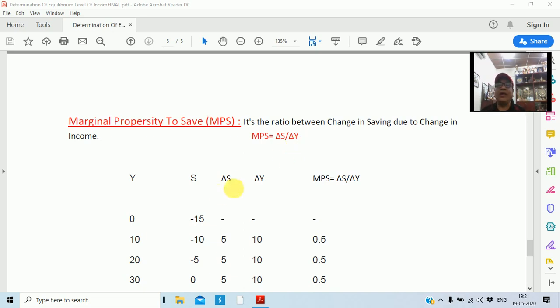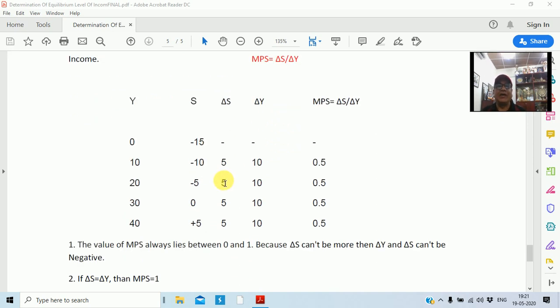So how do we calculate MPS? Change in saving due to change in income, delta S by delta Y. Let us look into this schedule. This is the previous schedule. Here first we'll calculate change in saving. From minus 15 to minus 10, 5. Minus 10 to minus 5, 5. Minus 5 to 0, 5. And 0 to plus 5, 5. This is the change in savings. Now change in income: 0 to 10, 10. 10 to 20, 10. 20 to 30, 10. And 30 to 40, 10. Now we'll calculate MPS. Delta S, 5, divided by 10, 0.5.